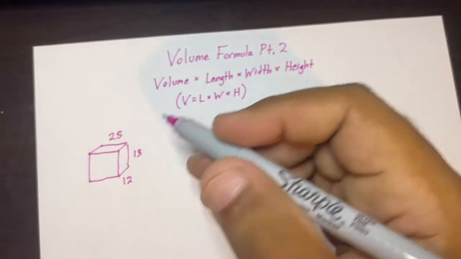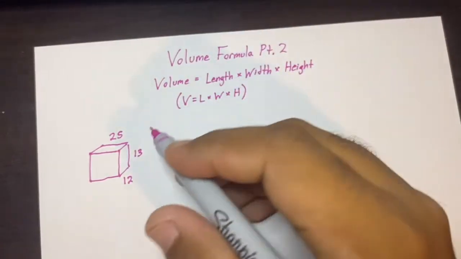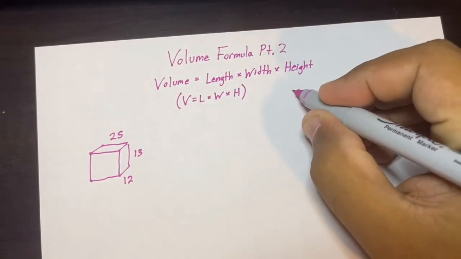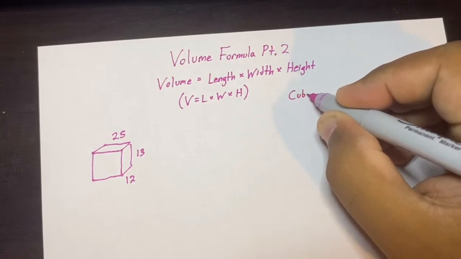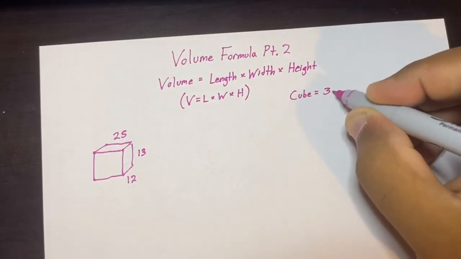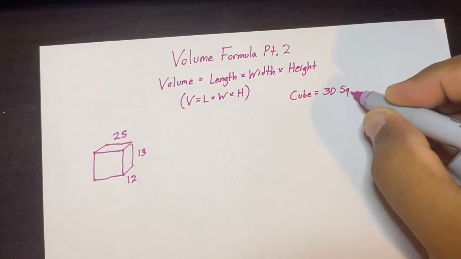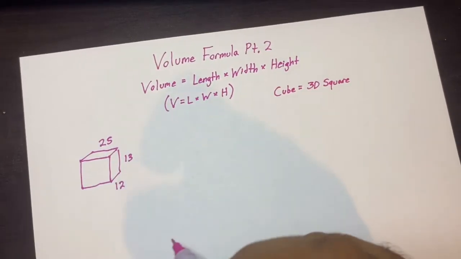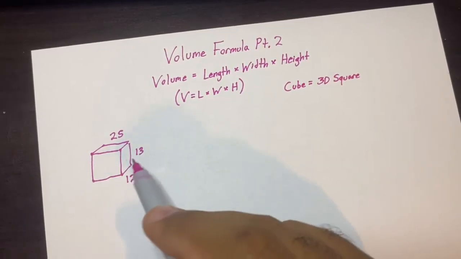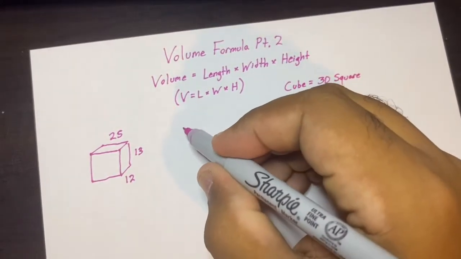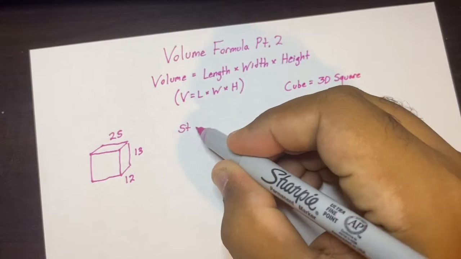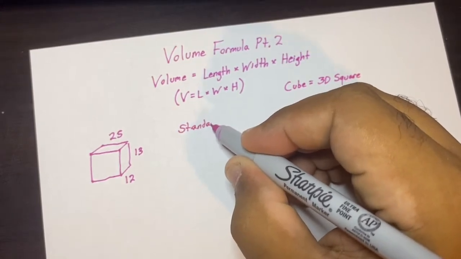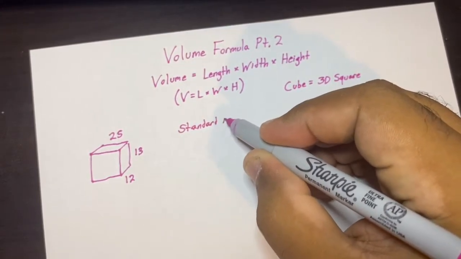A cube is just a 3D square. Let me write that here. A cube is a 3D square. Okay. So let's try and solve for this. The first thing I'm going to do, I will use the standard form of multiplication.